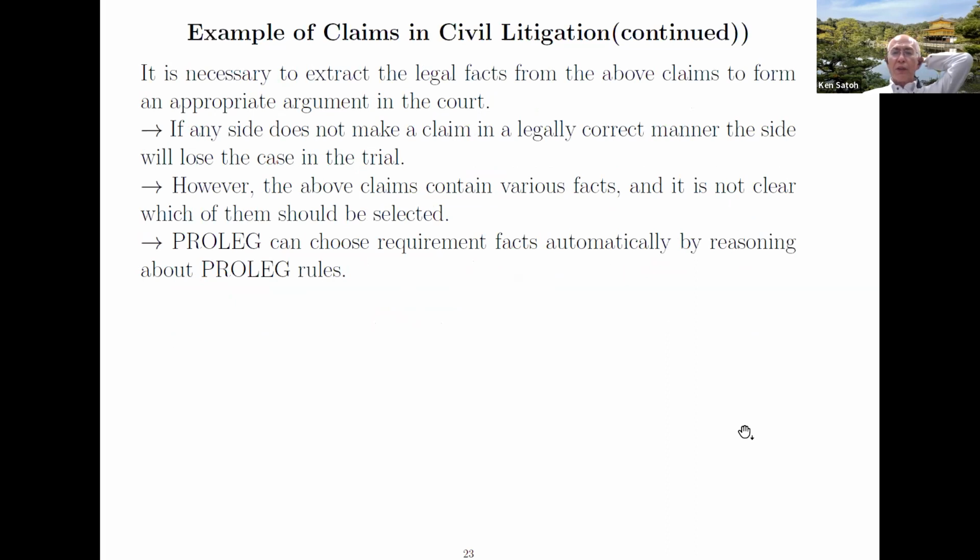It is necessary to extract the legal facts from the above claims to form an appropriate argument in the court. If any side doesn't make a claim in a legally correct manner, that side will lose the case in the trial. However, the above claims contain various facts, and it is not clear which of them should be selected. PROLEG can choose requirement facts automatically by reasoning about PROLEG rules, because PROLEG rules are a kind of rules for judgment, and the base facts in the base conditions in PROLEG express necessary facts. Therefore, if we ask these necessary facts to the user, then the user should extract the information from the description written in natural language, as in the previous example.